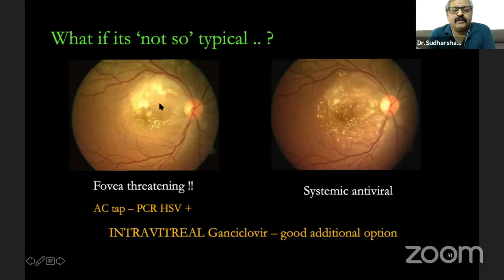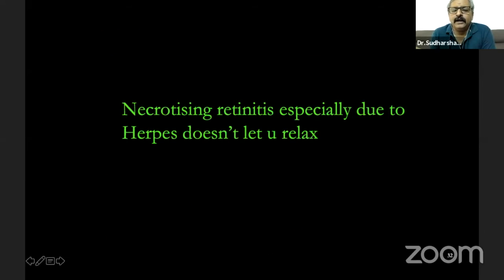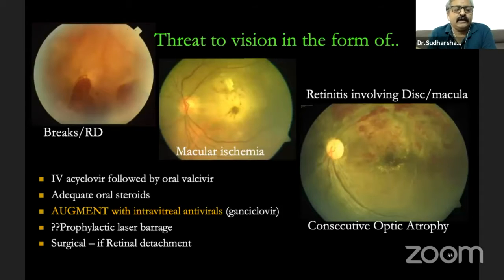So in these cases where there is fovea threatening or macula encroaching retinitis lesions, we can augment the systemic antiviral with intravitreal ganciclovir, which is a very good option and acts faster. So necrotizing retinitis, you will have to be always on your toes because it doesn't give you any relaxation. It can come back with breaks and RD or a macular ischemia, or the retinitis can involve the disc or cause optic atrophy.